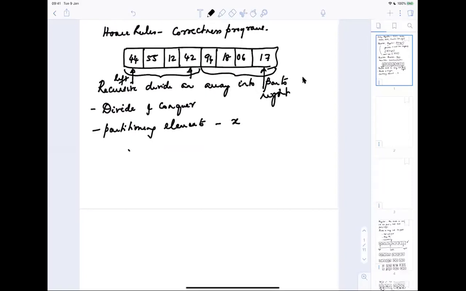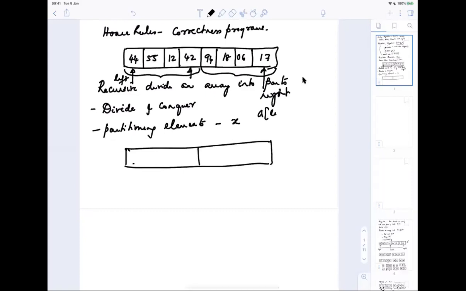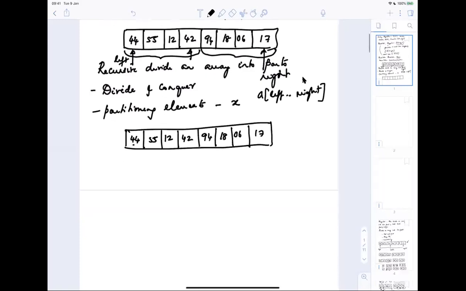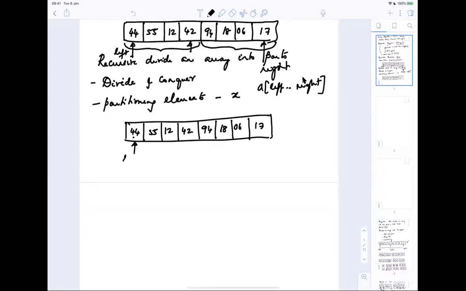We start with these pointers left and right, and let's say this is an array of left to right of integers for the time being. It can be any kind of elements as long as you can define an order. That is, given a pair of elements, you can say which is larger and which is smaller. So given this, what it does is the following. This is the pointer to left, pointer to right, as I already mentioned.